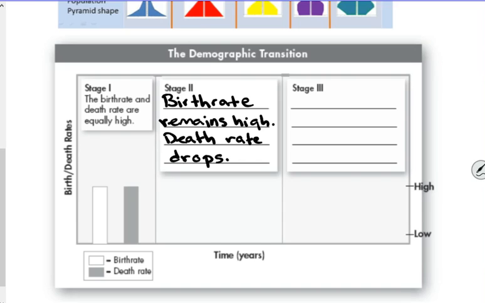And down at the bottom, it's asking you to represent that as a bar graph. So notice in stage 1, birth rate and death rate are high. In this, my birth rate should remain high. So I'm going to try to draw it the same level. Oops, that's a little bit of a crooked bar. But there's my birth rate. It's going to remain high. And my death rate dropped. So I'm going to draw my death rate as a much lower bar.